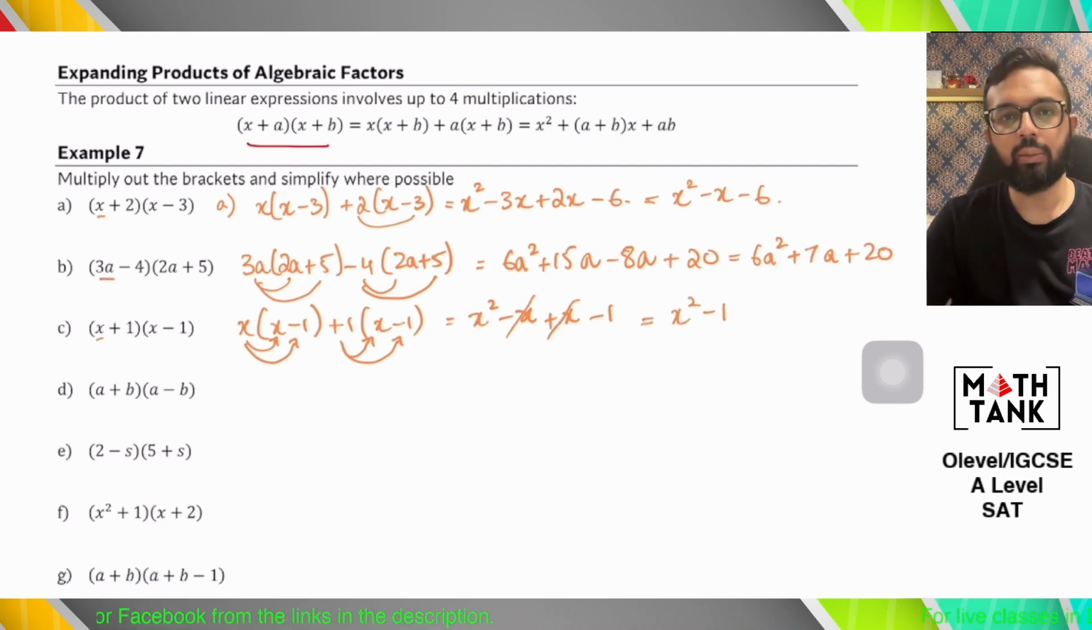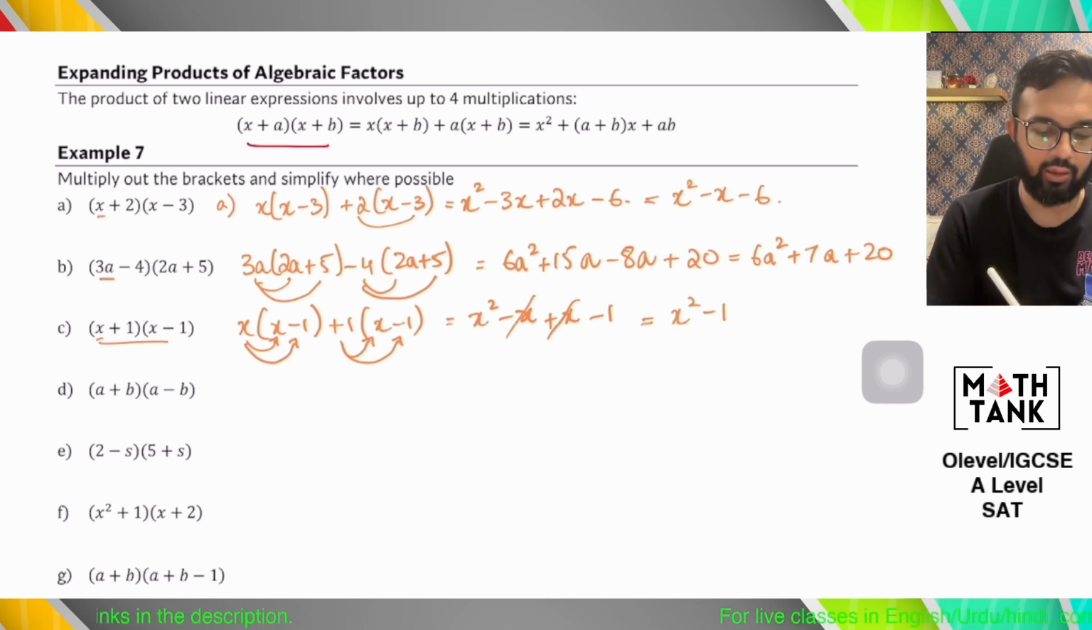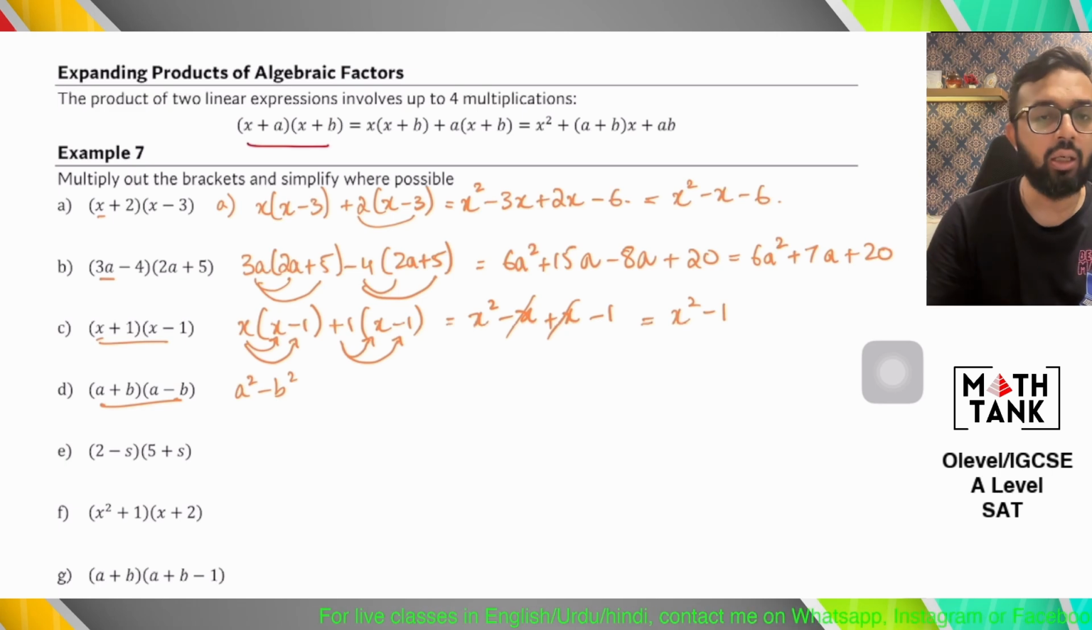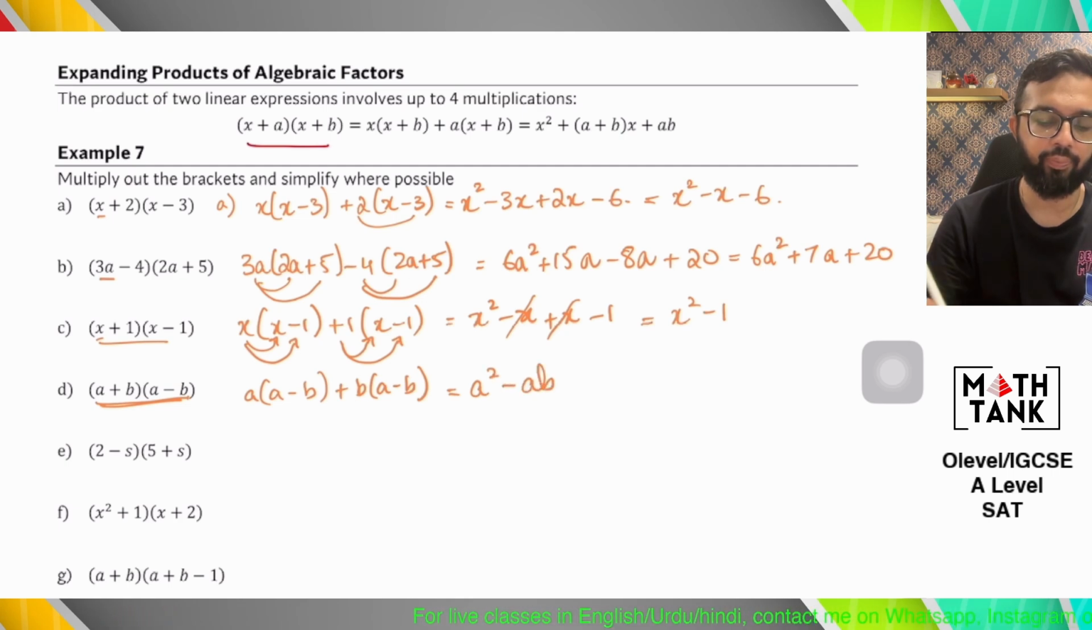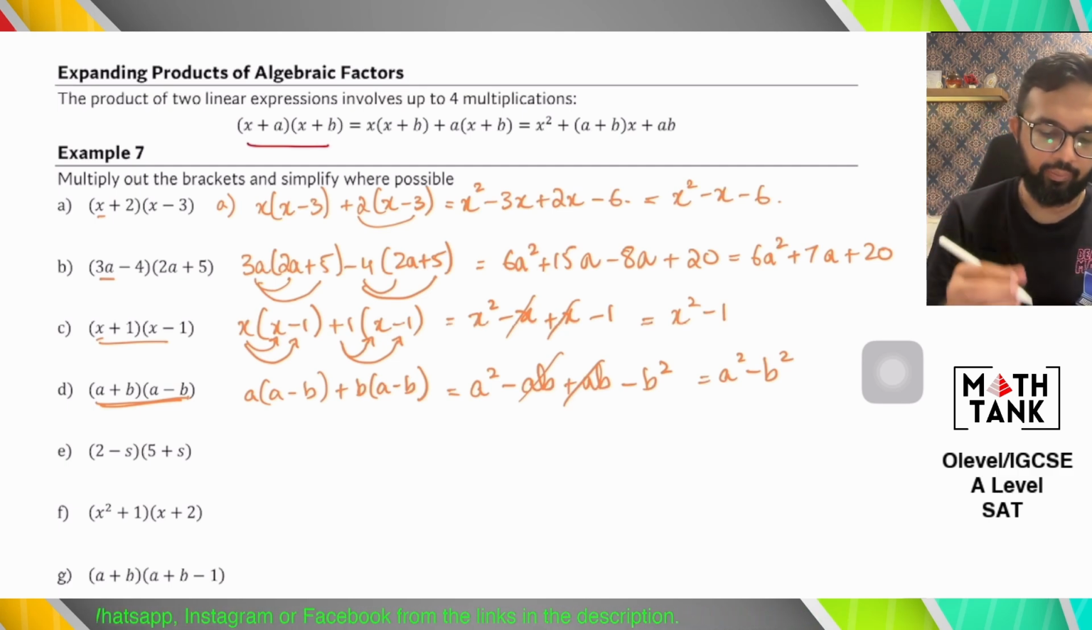Now, you might remember this typically from a difference of squares that you might have studied, which was this a plus b into a minus b. This expands to a square minus b square. That's something that you could rote learn, but here we are expanding algebraic factors. So what I'm going to do is I'm going to do it the long way and say that a into a minus b plus b into a minus b. So I get a square minus ab plus ab minus b square. This cancels out and I get a square minus b square. Okay.